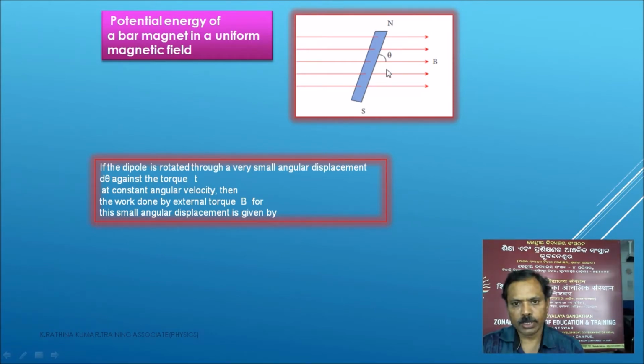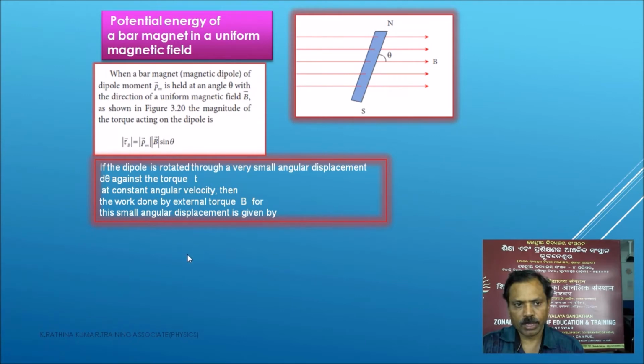Potential energy is nothing but how much work is done to rotate the magnet against the torque. That amount is called the potential energy of the bar magnet. If the dipole is rotated through a very small angular displacement d theta against the torque tau at constant angular velocity, then the work done by the external torque is tau B, equal to the modulus of the dipole moment and the magnetic field vector, then sin theta. You know that theta is the angle between the bar magnet and the field.